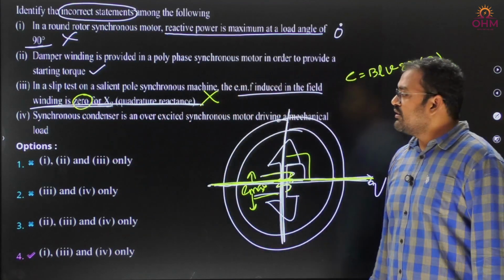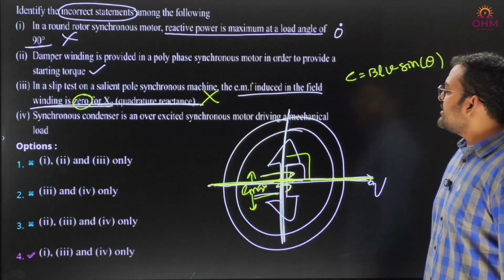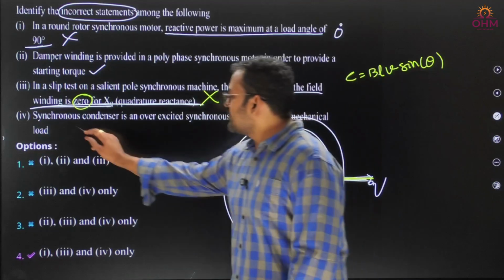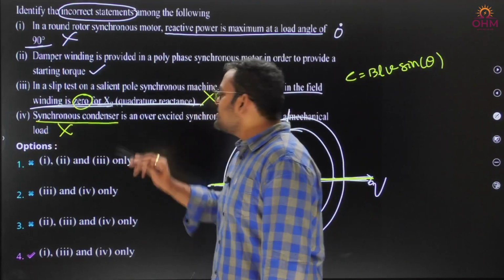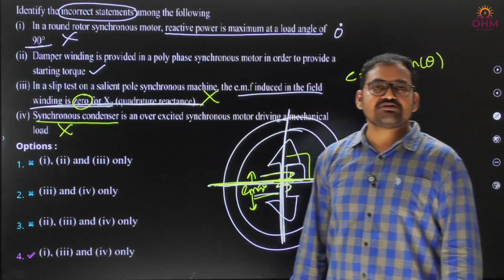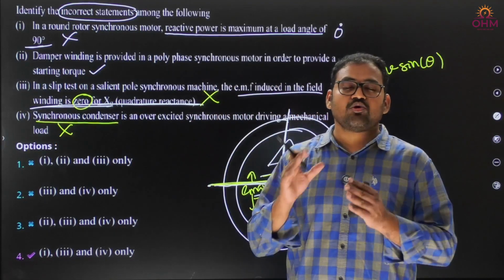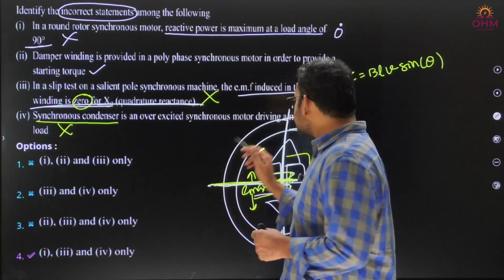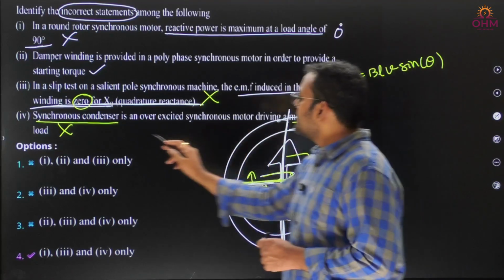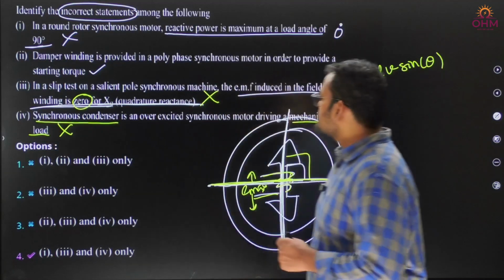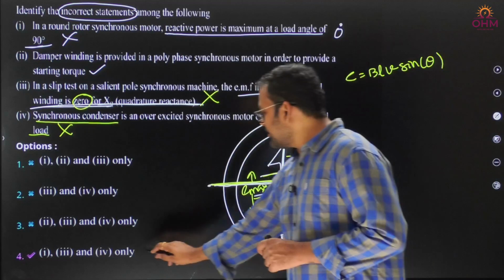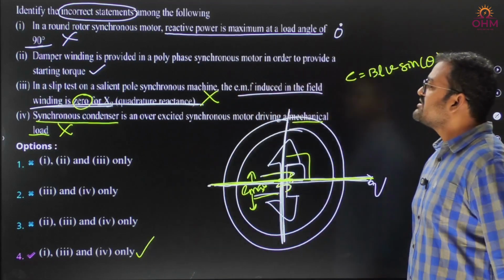Okay. Next, a synchronous condenser is an over-excited synchronous motor driving a mechanical load. This is wrong. Why? Because they are talking about a synchronous condenser. We all know that a synchronous condenser is an over-excited synchronous motor operating at no load. But it is given as driving some mechanical load. That is absolutely wrong. So, the wrong statements here are 1, 3, 4. 1, 3, 4 are the wrong statements. The second one is a correct statement. Okay.